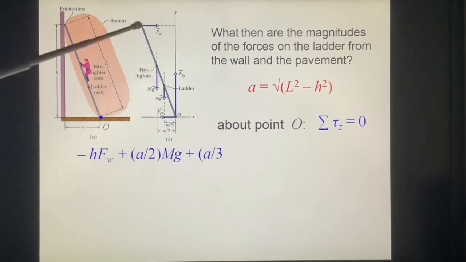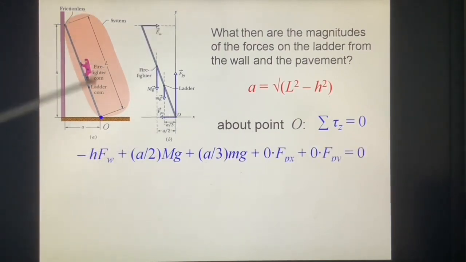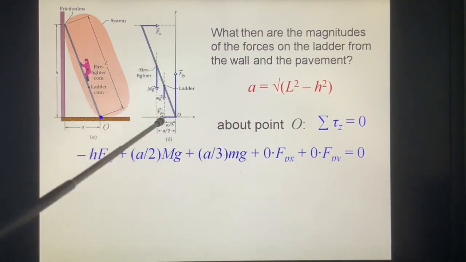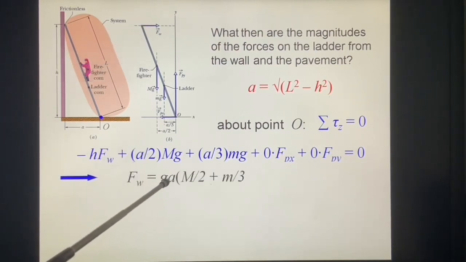So we get FW, this one, FWH. This is clockwise, so it's a minus number. And this mg, half A, this is the middle, so it's half A. This is positive. And the small mg, the lever arm is 1/3. This is anti-clockwise, so it's positive. And these two forces have a force, but they don't have a torque, so this is 0. So from this one, I can get FW equal to half M g A.